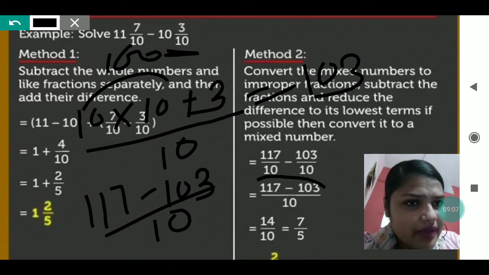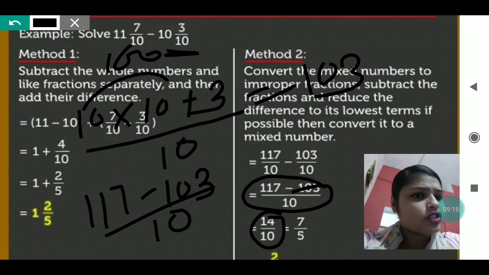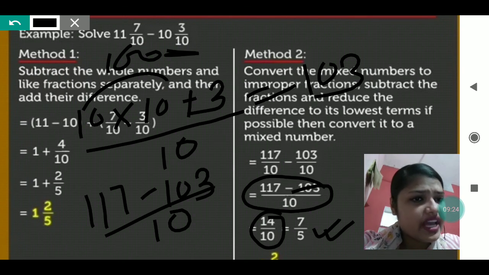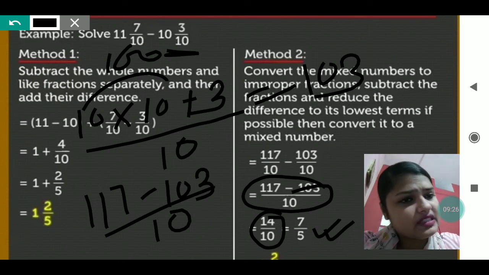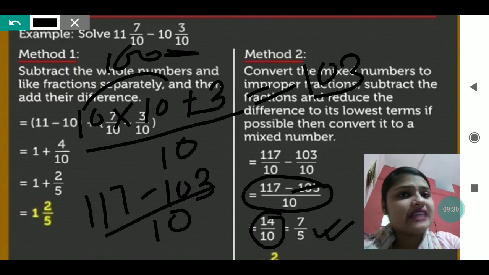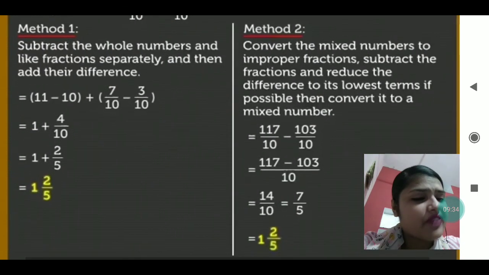So you must see, my dear, in the same way it is done. Okay, when we are subtracting these two, from 117 when I am subtracting 103, I am getting 14 by 10. So is that 14 by 10 in its lowest term? No. So we will convert it into its lowest term. When I convert this into its lowest term, then I am getting 7 by 5. And 7 by 5, my dear, is an improper fraction.